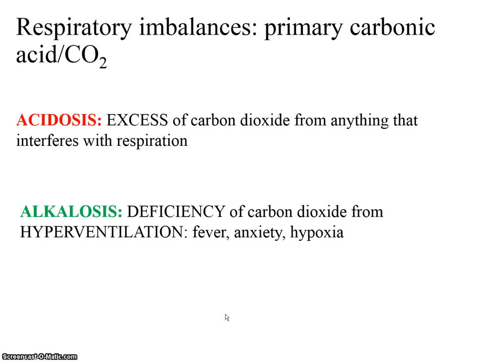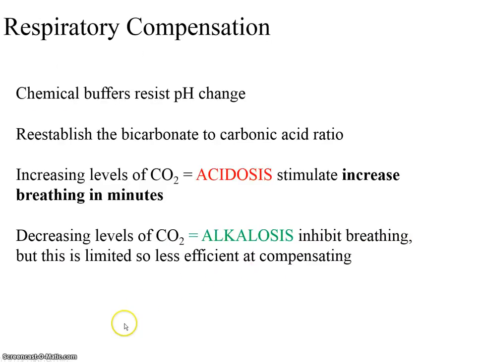All right, respiratory imbalances are primarily due to carbonic acid and CO2. So this is the primary reason. So acidosis is excess carbon dioxide from anything that interferes with respiration, and respiratory alkalosis is deficiency of carbon dioxide, generally from hyperventilation, which can occur from fever, anxiety, or hypoxia. All right? Compensation. So how do you deal with this?